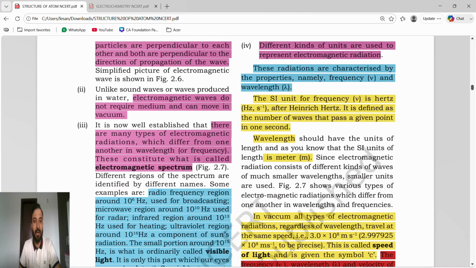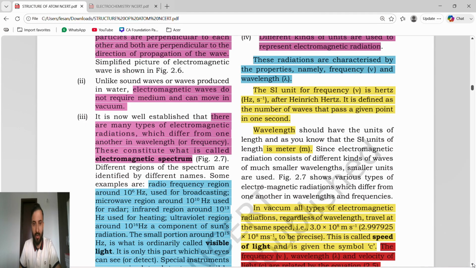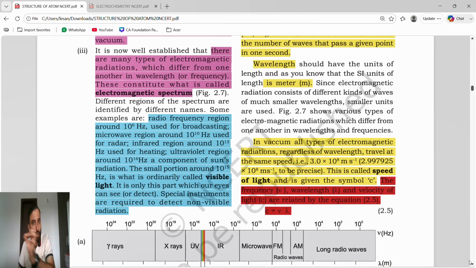Second thing is that electromagnetic wave does not require a medium and can move in vacuum. So guys, electromagnetic wave does not require any medium to travel. It will travel in a vacuum. Vacuum means empty space. This is the simple thing we know, guys.